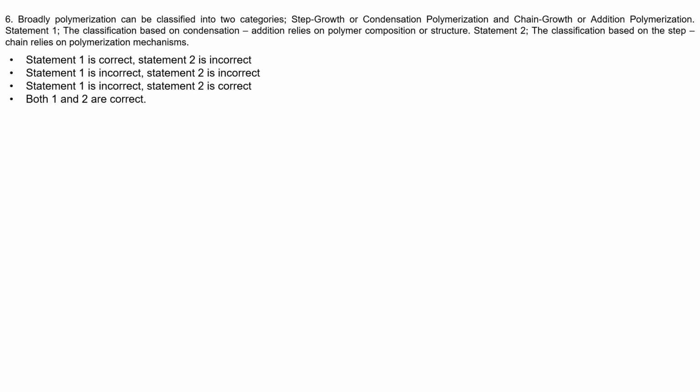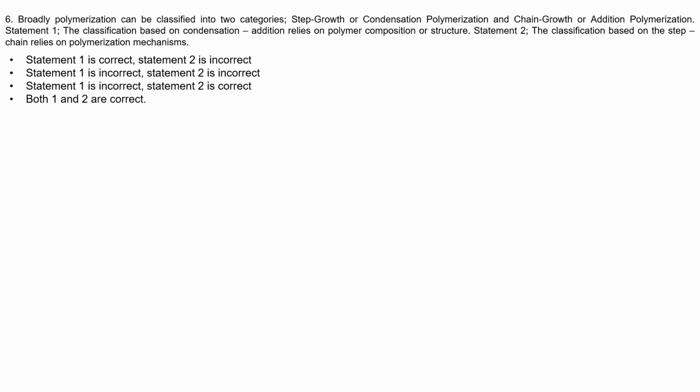Next we have: broadly, polymerization can be classified into two categories, step growth or condensation polymerization, and chain growth or addition polymerization. Then we have statement one. It's a statement-based problem. The classification based on condensation or addition relies on polymer composition or structure. Then next we have the classification based on step or chain, which relies on polymerization mechanism.